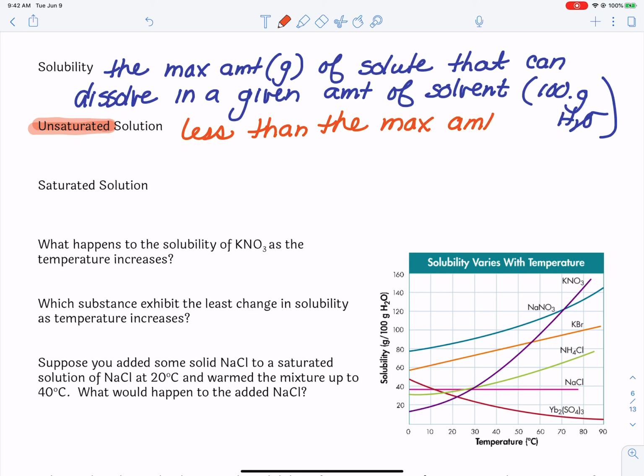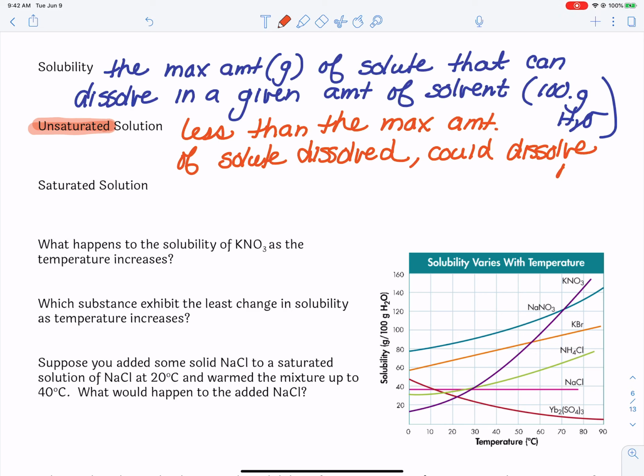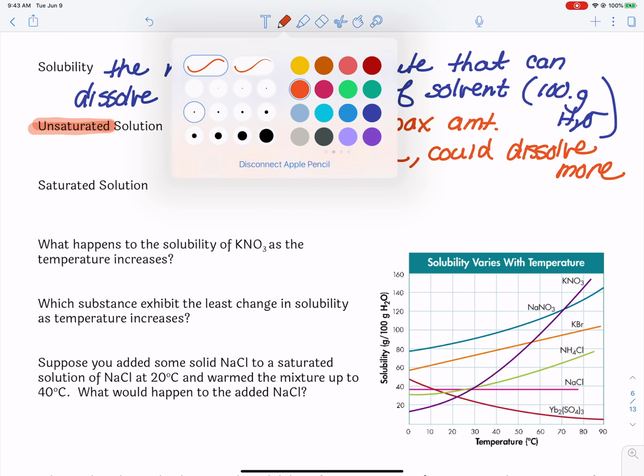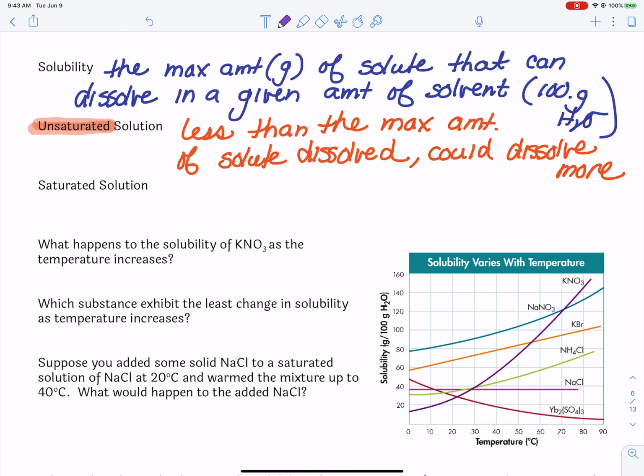The maximum amount of solute. It means you could dissolve more, right? If you take a glass of water and you put in it a teaspoon of sugar and you stir it around, the sugar dissolves. If you take another teaspoon and you put it in and the sugar again dissolves, you have an unsaturated solution because you have less than the maximum amount.